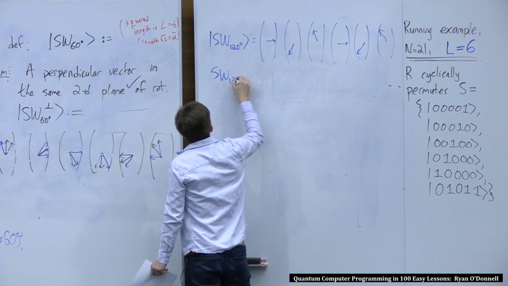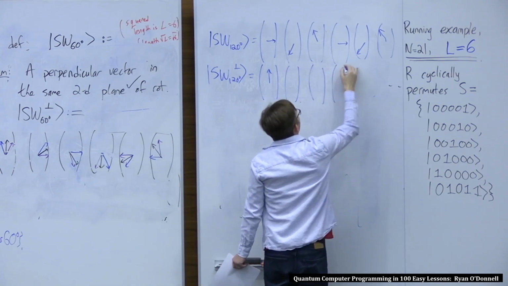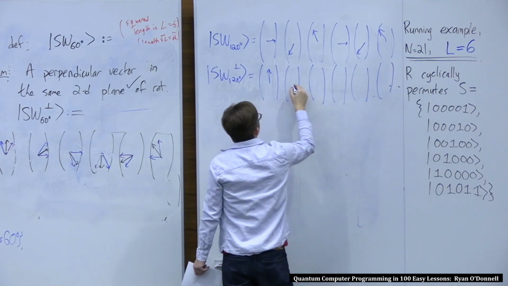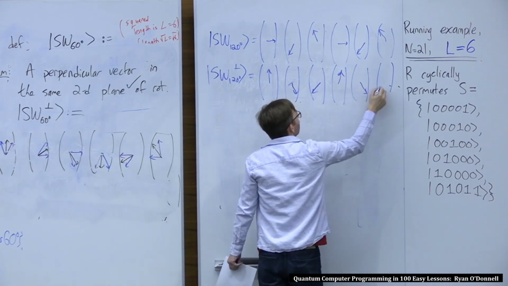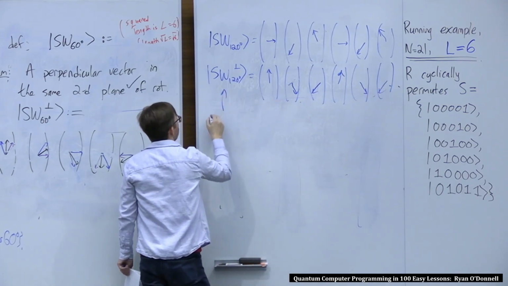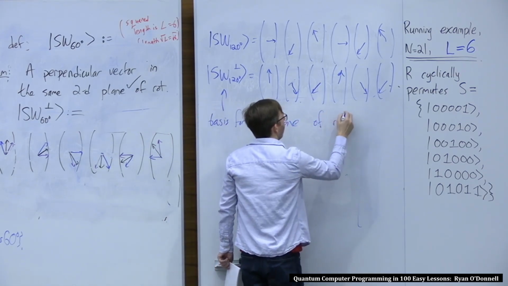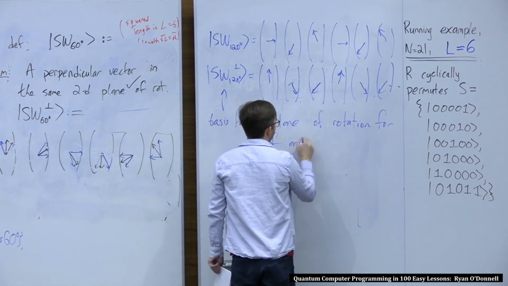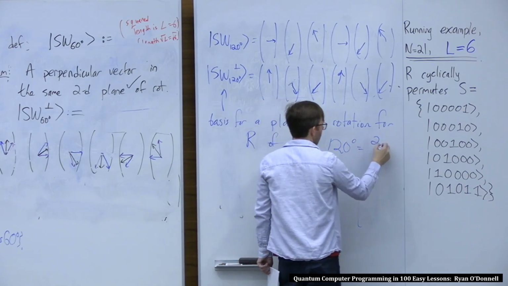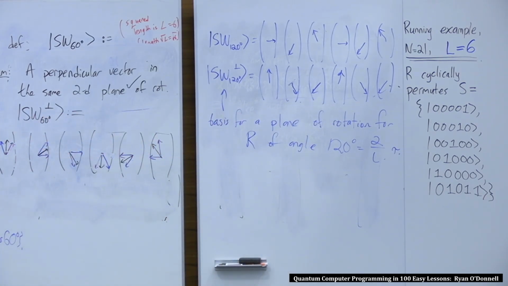Okay, and this is another state that starts vertically. And it goes 120, 120, 120, 120, 120. So these two are a basis for a plane of rotation for R of angle 120 degrees, which in this context is 2 over L fraction of the circle. Because you just repeat everything we did for this picture as well.